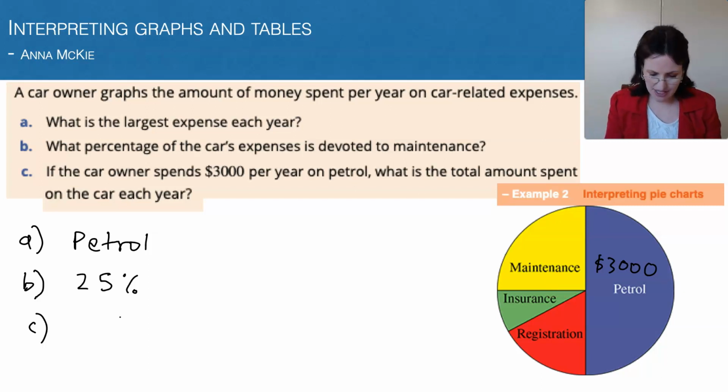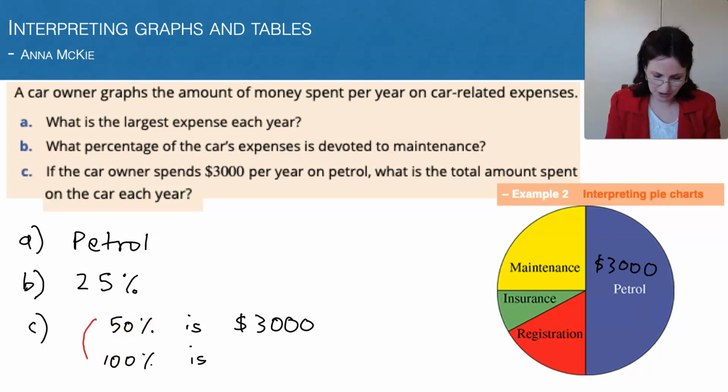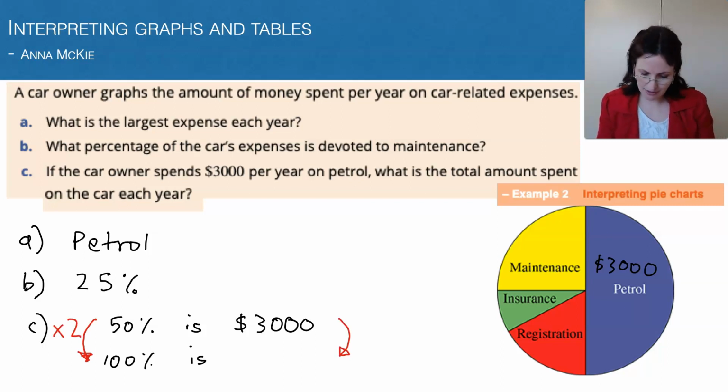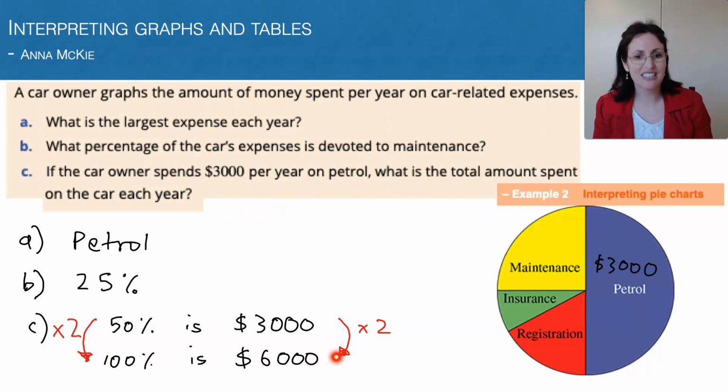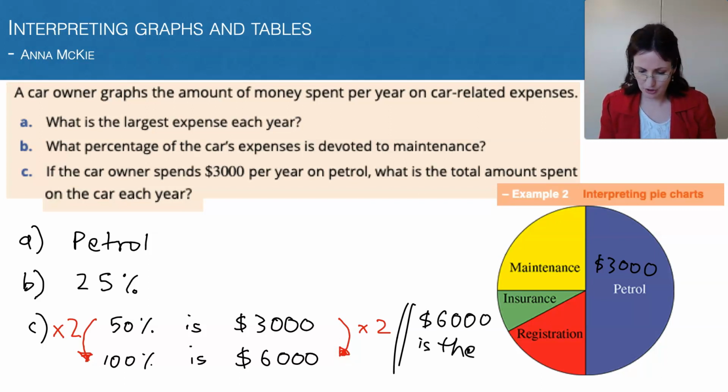So one way you might think of that is, well, 50% is $3,000. And we're interested in 100% of the graph. Well, how do you turn 50% into 100%? What operation would you have to do to that? You would multiply by 2, which means you have to take the $3,000 and multiply that by 2 as well to give you a number of 6,000. So the question, what's the total amount spent on the car each year? $6,000. We should write that as a sentence. Running out of room there. $6,000 is the total amount.